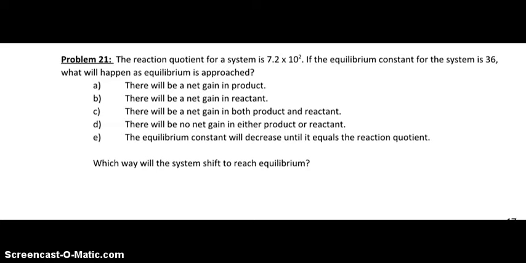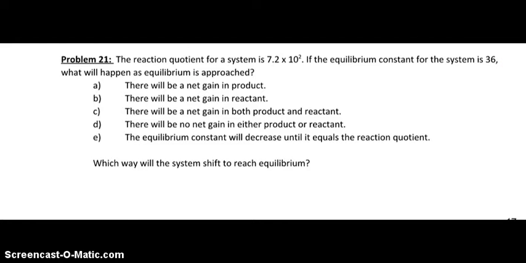Problem 21 says the reaction quotient for the system is 7.2 times 10 to the second. Hopefully you can do that math in your head and say it's 720. If the equilibrium constant for the system is 36, what's going to happen as equilibrium is approached? What are you going to do in order to answer this question? You need to compare what two numbers? Hopefully you thought, I need to compare the reaction quotient, 720, with the equilibrium constant of 36. So your Q is bigger than your K.